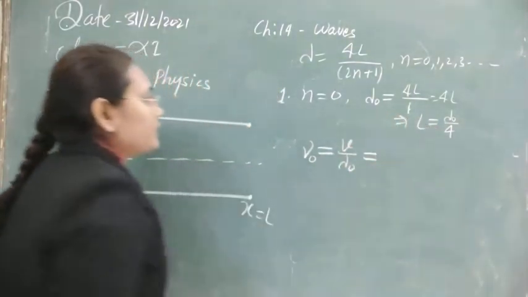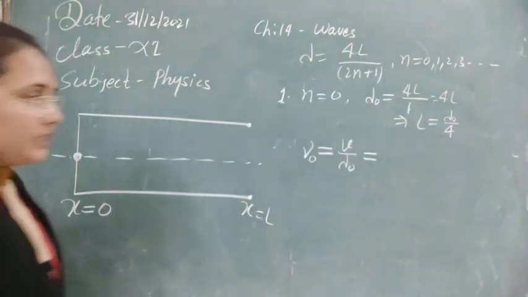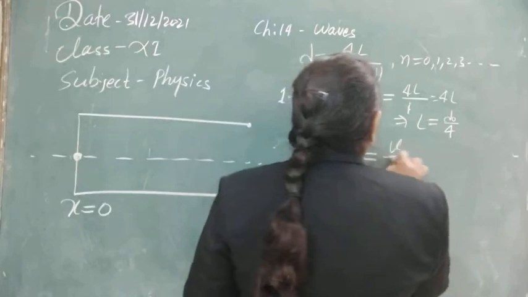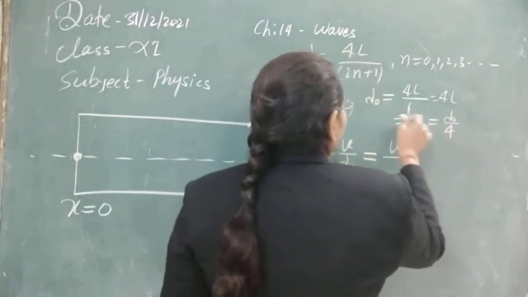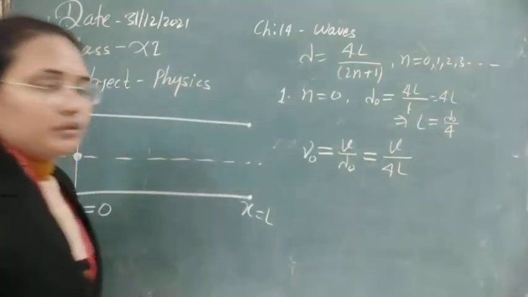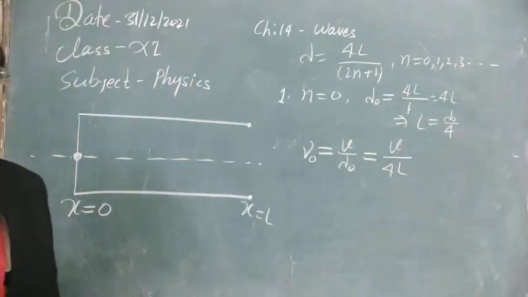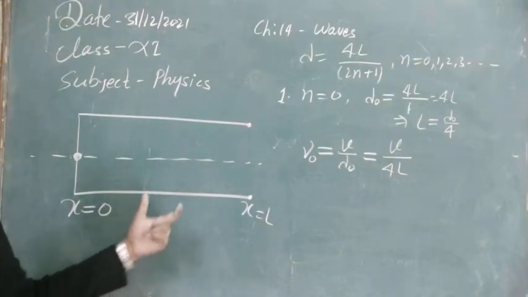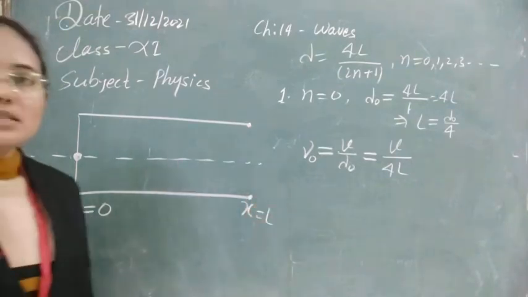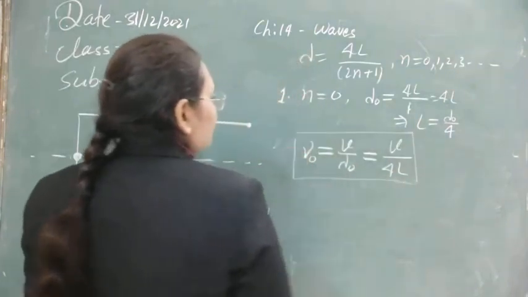Suppose v is the velocity of the wave through which the initial incident wave was traveling. So if we write now the value of lambda 0, this has value 4L, and the frequency nu 0 is equal to v upon 4L. So this is our fundamental frequency of vibration in the case of open organ pipe. You can see this is different from the previous case that we have seen.